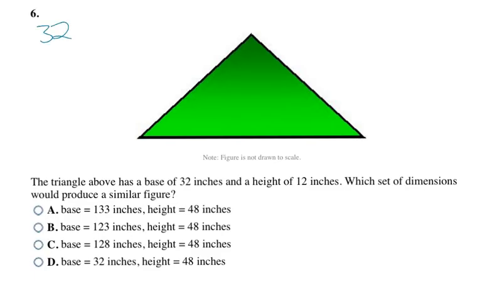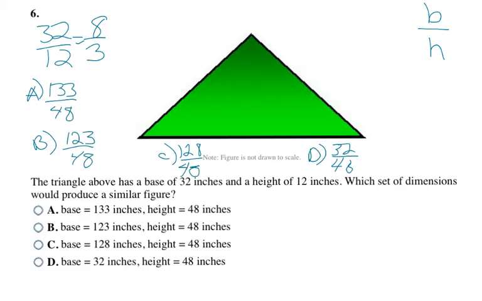So if I take 32 over 12, that's taking the base number over the height number. So I'm just going to write that off to the side so it helps me remember. I can divide a 4 out of both of those, and that's going to reduce to 8 over 3. So then I want to try that for the ones in each of these answers and see if I can find one that's going to reduce to 8 over 3.